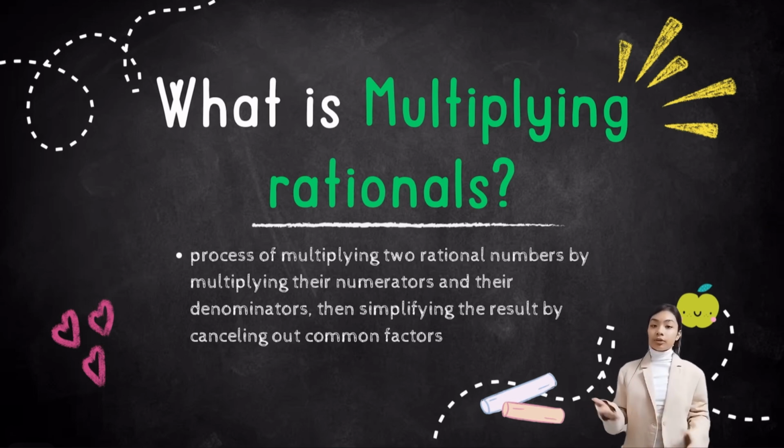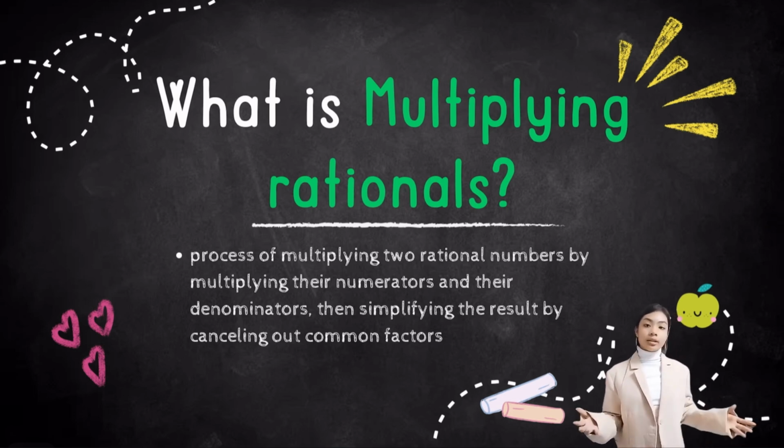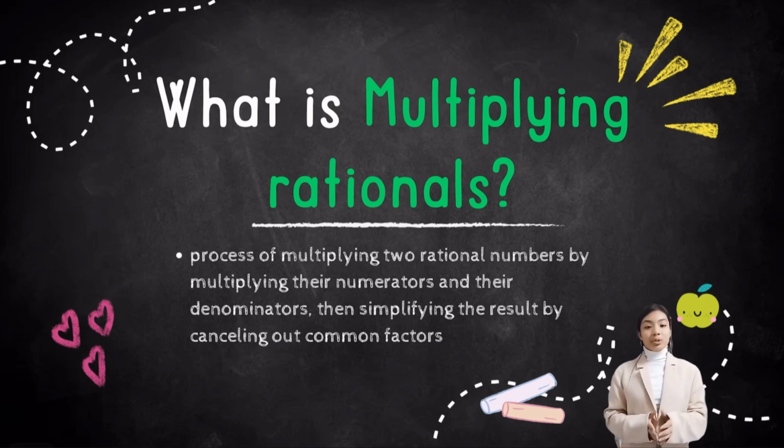But what if the radicands are different, but the index is the same? I've got you. There are just 3 steps to solve this problem. The first step is to check the index, to know if the indices are the same or not. The second is to multiply the radicands. And lastly, the third step is to simplify.